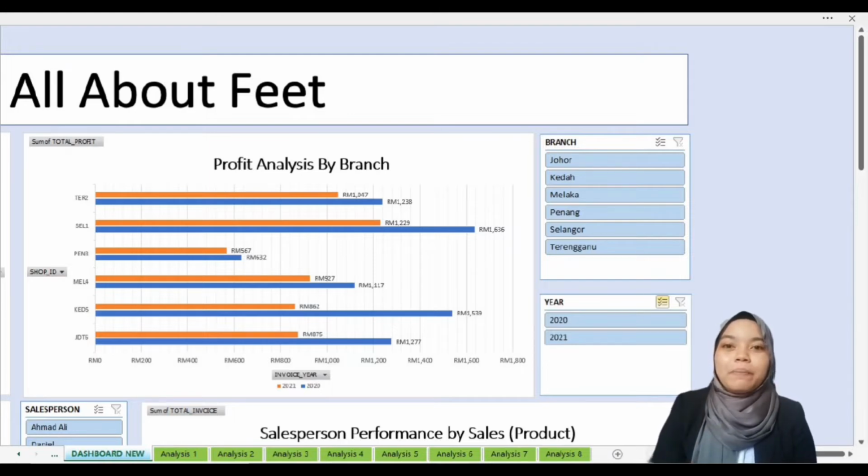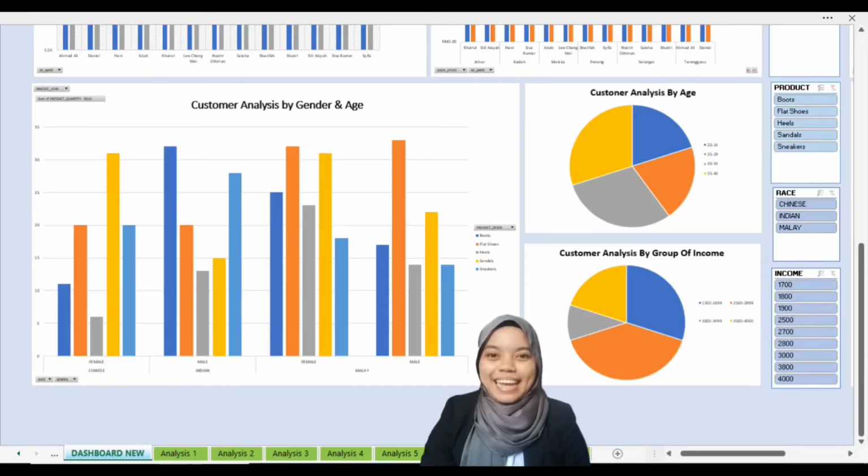Meanwhile, the branch in Penang has the lowest profit contribution among the other branches. This is because the branch in Penang is still new in business and it still competes with other shoe businesses near the business area.